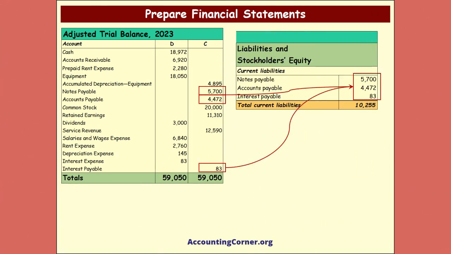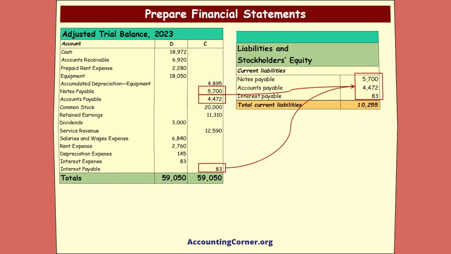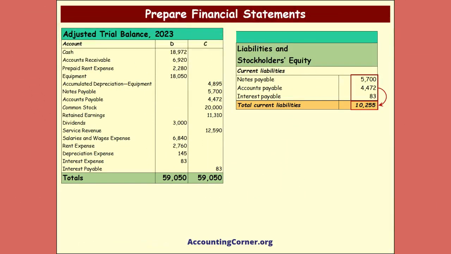Further, we continue with the liabilities part. On the liabilities side, we list all obligations. These are also divided into current and long-term liabilities, depending on when they need to be paid off. From the adjusted trial balance, we take notes payable, accounts payable, and interest payable. All these items represent current liabilities. The total value of current liabilities will be the sum of the value of separate items listed.